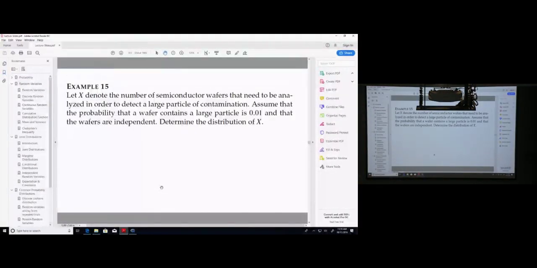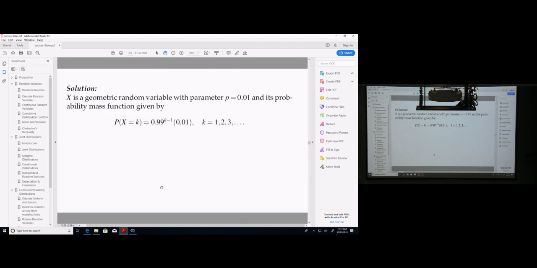Okay. So let us denote by X the number of semiconductor wafers that need to be analyzed in order to detect a large particle of contamination. Assume that the probability that a wafer contains a large particle is 0.01 and that the wafers are independent. Determine the distribution of X. So you keep on testing individual wafers until you find a wafer that has a large particle, with probability 0.01. So this is it. All right?